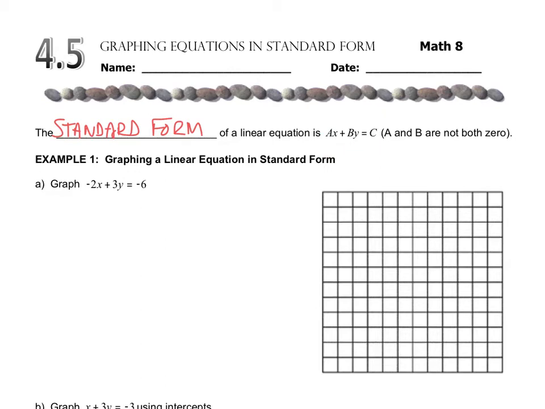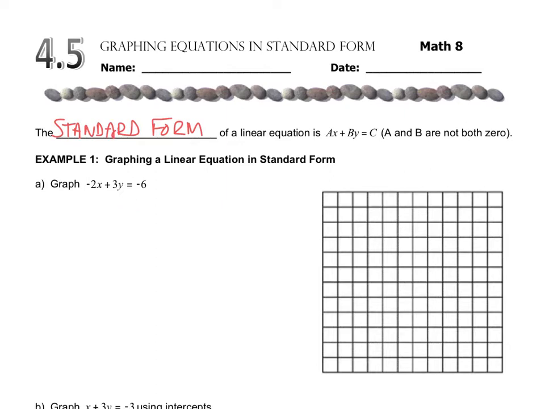Mathematically, you don't need to know this too much, but a and b both can't be zeros. One can be zero, but not both of them. So let's just look at a couple of different examples. Here we have to graph negative 2x plus 3y equals negative 6.